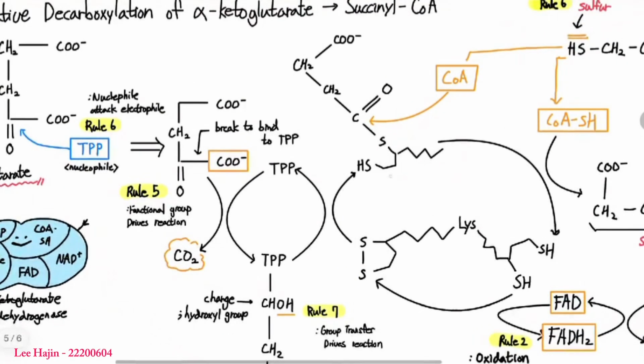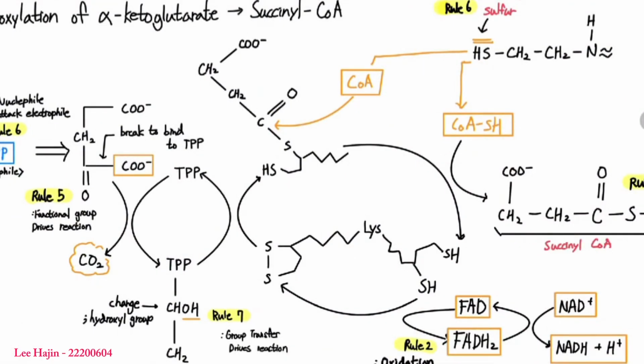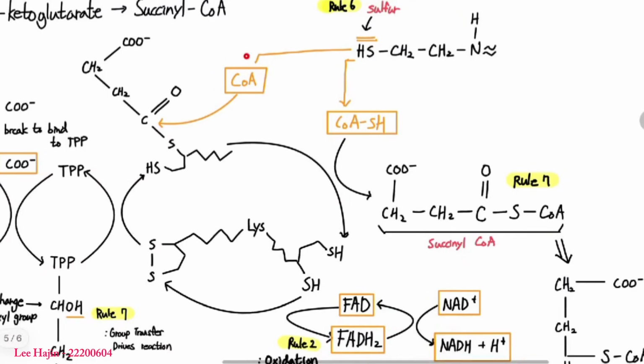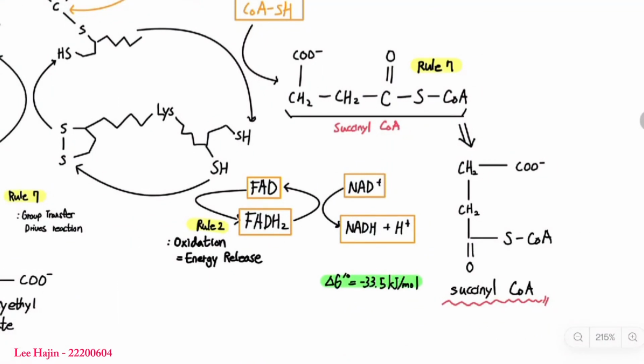Now the lipoamide arm swings in and accepts the hydroxyethyl group from TPP. The OH is oxidized to a carbonyl, forming a succinyl group attached to lipoate. The succinyl group is transferred from lipoate to CoA with a free thiol group, forming succinyl-CoA. This is a high-energy thioester bond, and the energy is conserved to go to the next step.